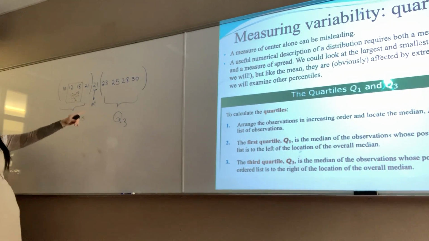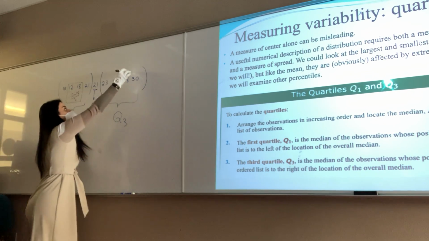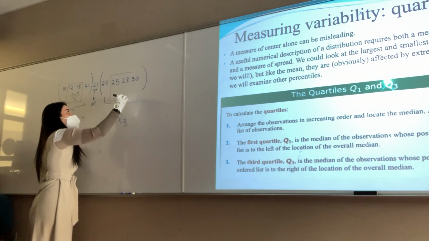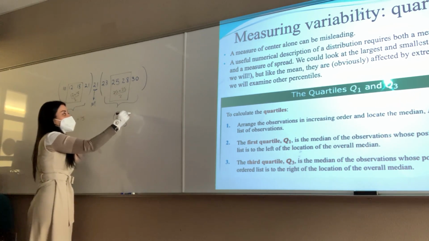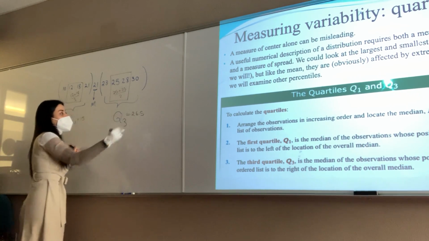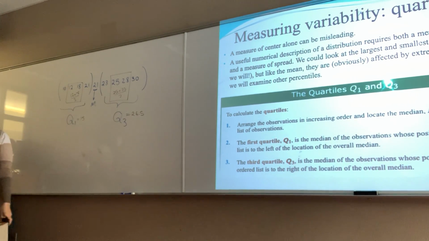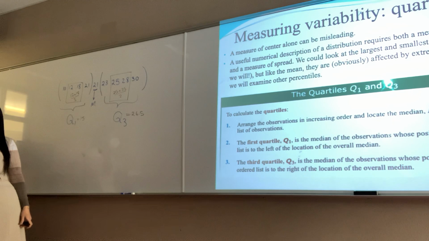So now Q3. It would be 26.5. So you did this. Tell me. Added 25 and 28 and divided by 2, and then you said Q3 is 26.5. Very good. Good? Everything fine?